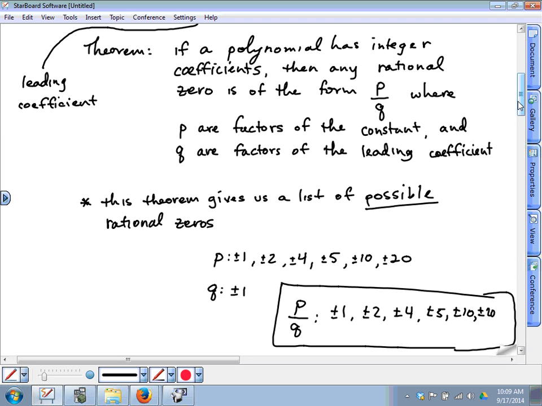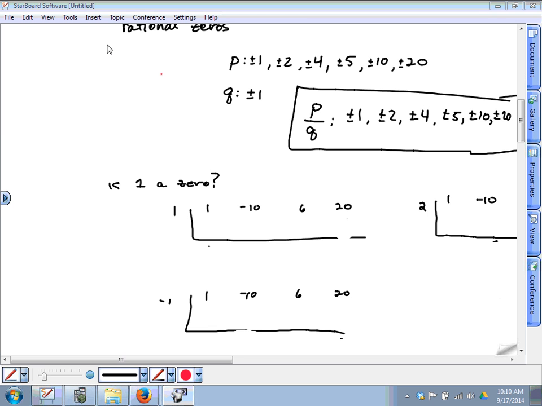It's not as bad as you think. It really is. And trust me, I'm a math teacher. Let's try it though, and let's try plus 1 first, and then let's try negative 1. Let's see if any of those have remainders of zeros. Is 1 a 0? We got to test it. So set up the synthetic division problem. You should be able to do this. We just finished taking a test on it.